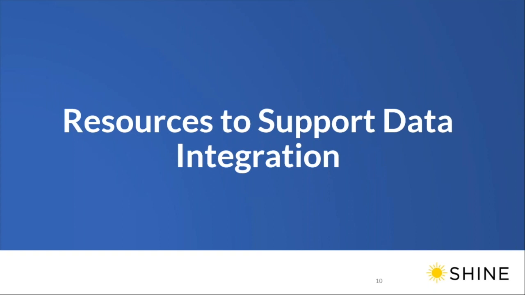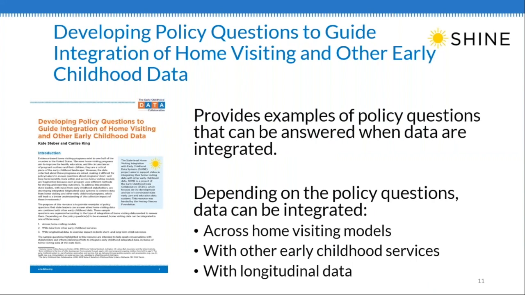On the next slide, one of the initial steps in the process of integrating home visiting data with other early childhood data is to really have a strong understanding of the types of policy questions you may want to answer by integrating your data. Having strong and clear policy questions can help ground the integration process, as well as act as a decision-making framework as you move on with the process. For instance, you may not need to integrate all of the data from one data source with all of the data from another if you're facing financial or logistical limitations. Rather, using your strong policy questions, you can focus your integration on the few but necessary data elements to help answer those questions.